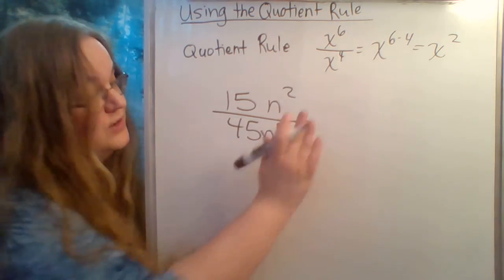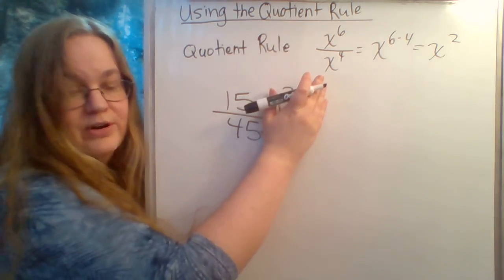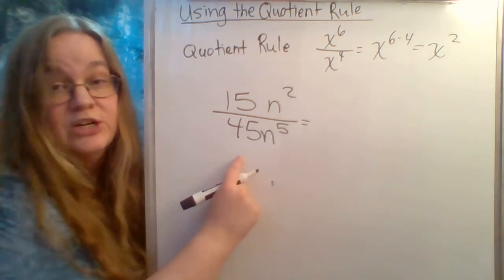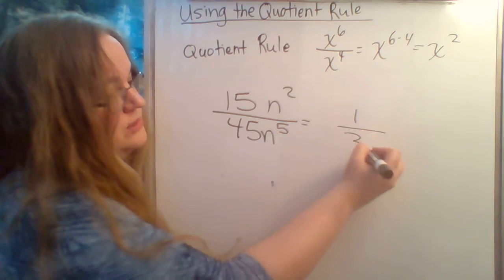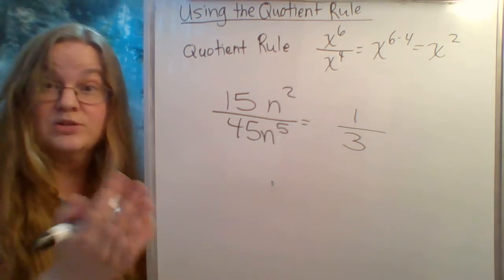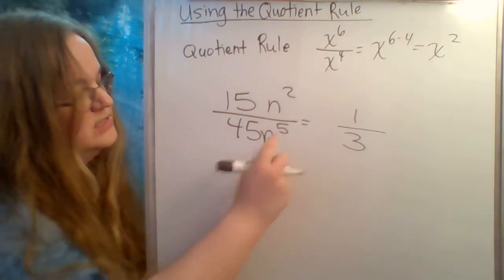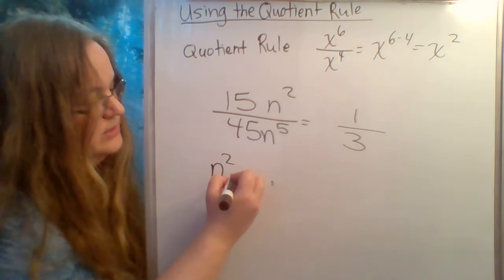15/45, if you had that as a fraction, no variables, you would simplify that. 15 goes into both of those, goes into 15 once, and it goes into 45 3 times. So that simplifies to 1/3. Now let's deal with these variables.